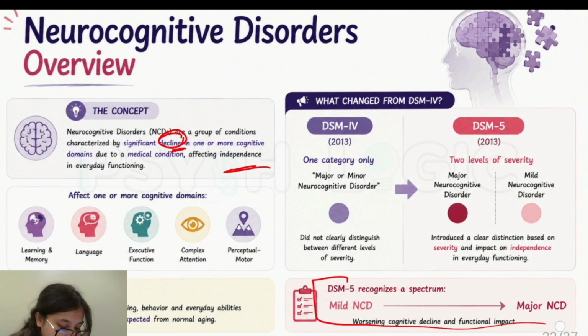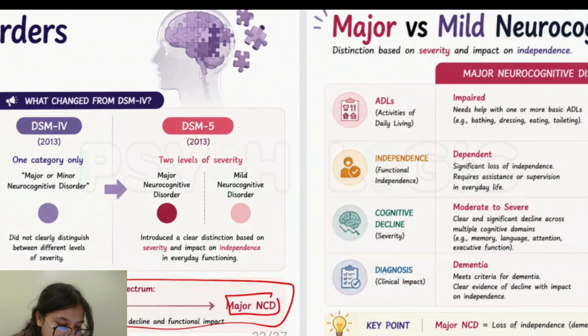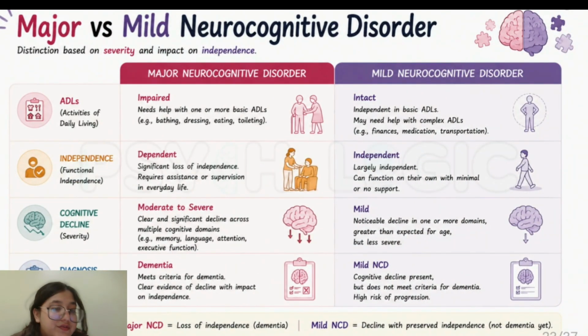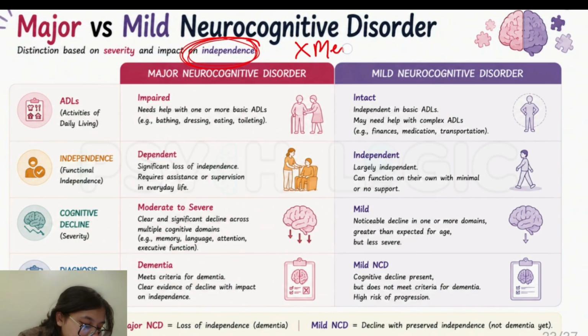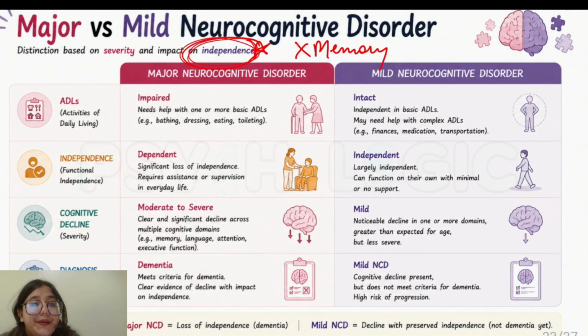Here you can see that DSM-5 recognizes a spectrum, mild and major. What do we understand by that? Let's understand the difference between mild and major. The easiest way to remember this is that the biggest difference is not memory. It is independence. Not memory, but independence.